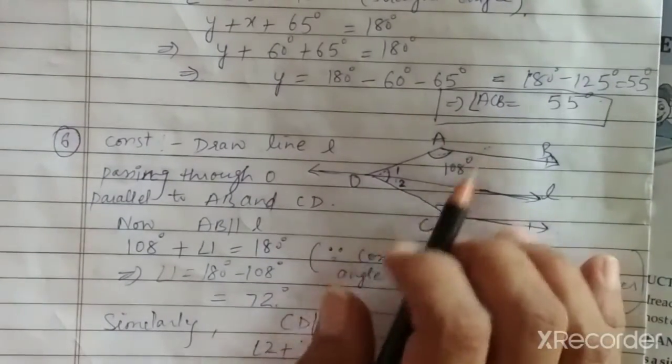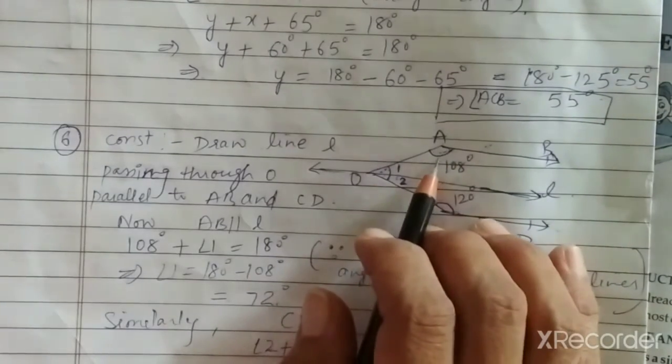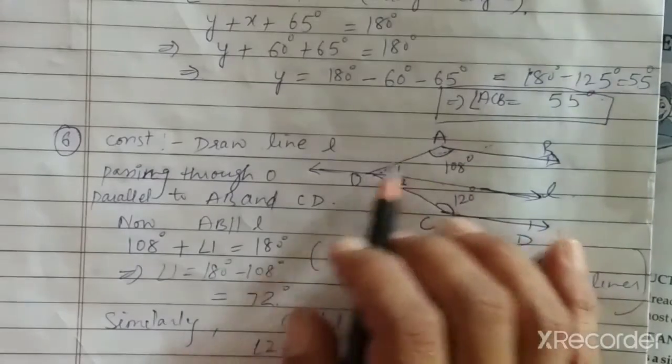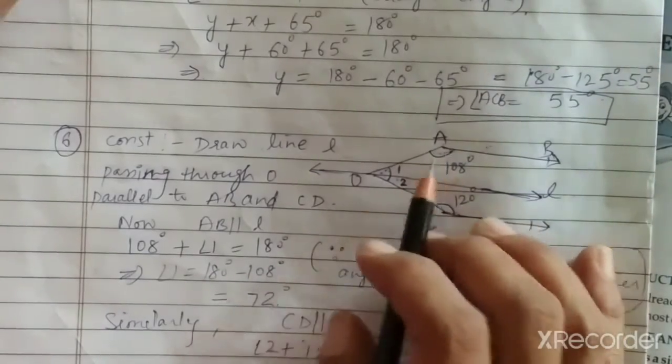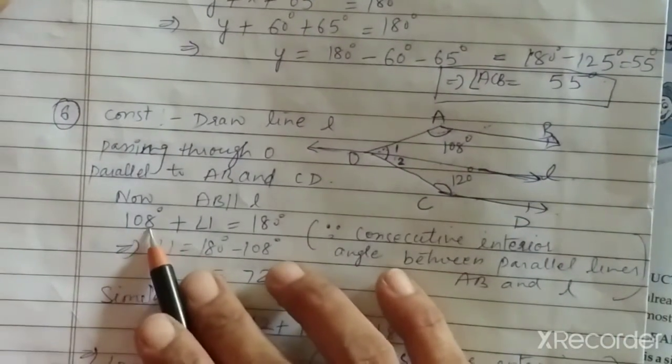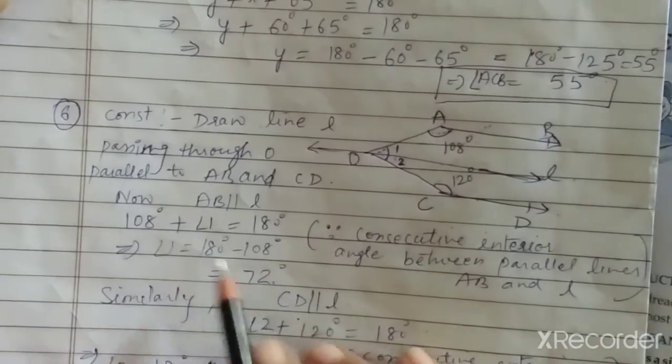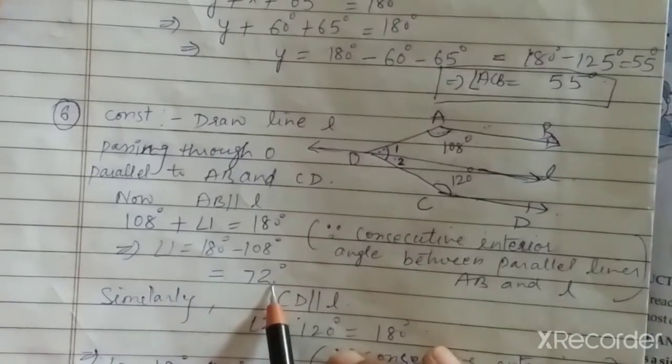Now AB and L are parallel and angle 1 and 108 degree, these are the consecutive interior angle on the same side of transversal. So these will be supplementary. That means angle 1 plus 108 degree equals to 180. After solving we get angle 1 equals to 72 degree.